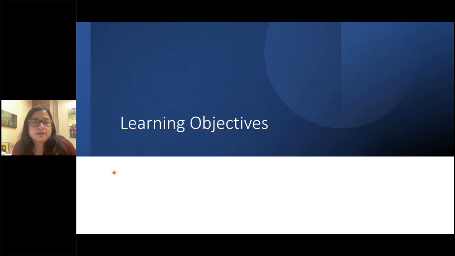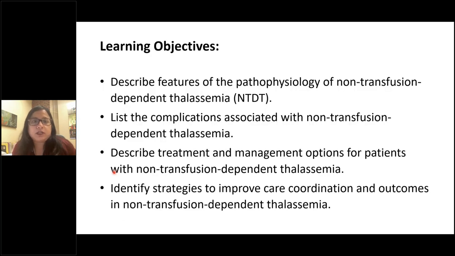The learning objectives for today's presentation will include description of the pathophysiology and the complications. We'll also discuss treatment and management options, and then also strategies to improve care coordination and outcomes in non-transfusion dependent thalassemia.